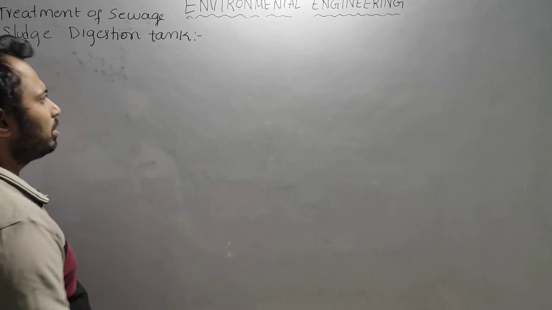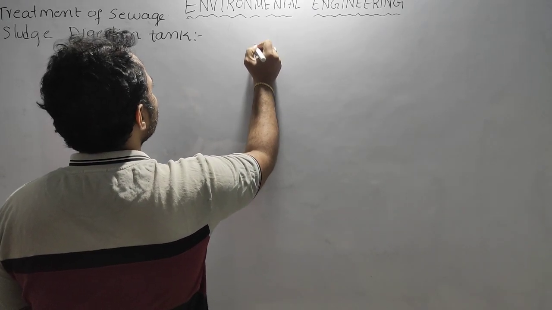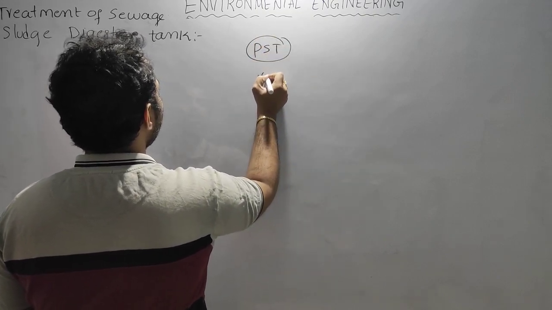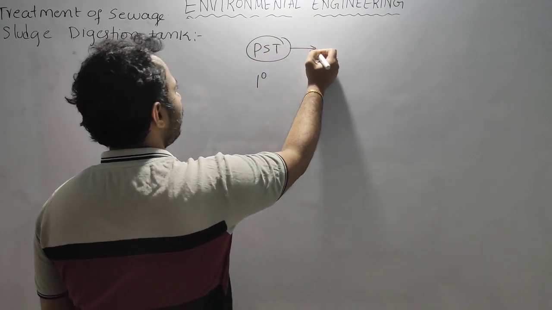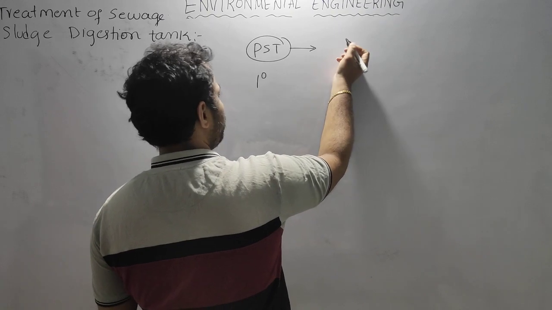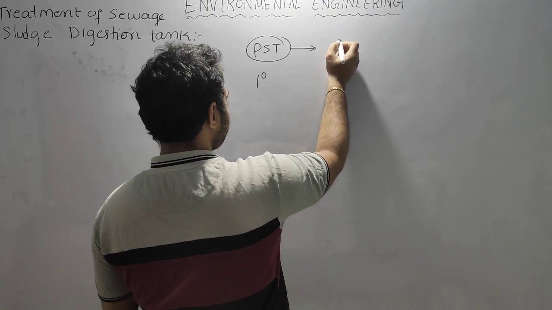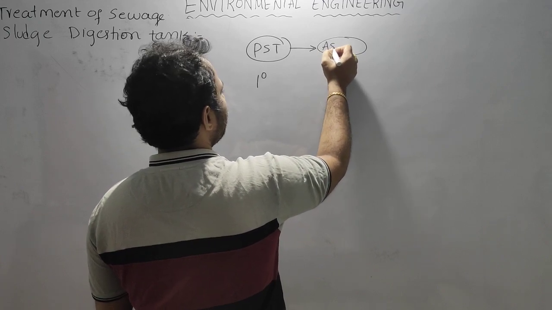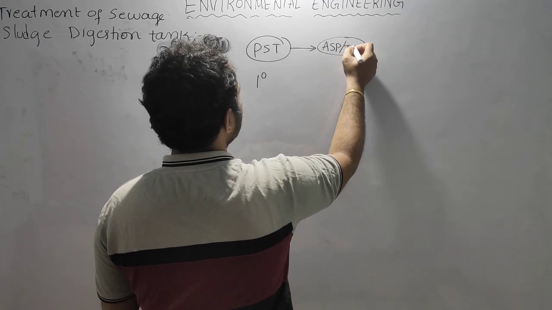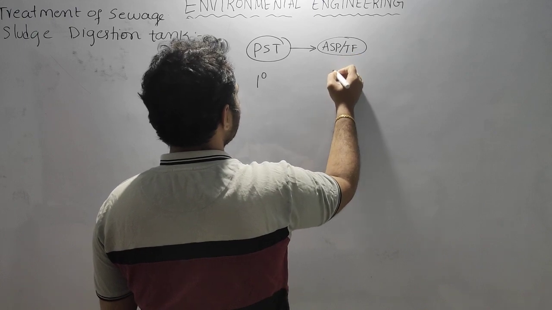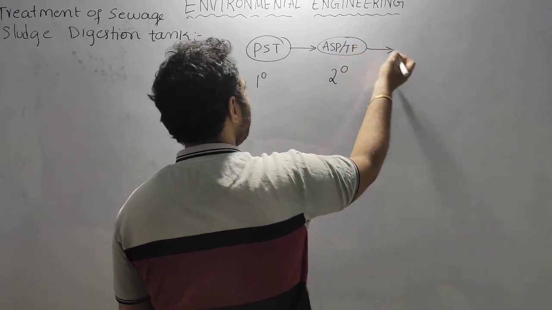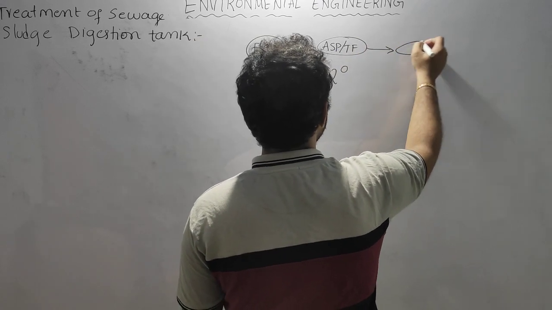So if you look at the primary sedimentation tank, so far whatever we have discussed is everywhere. This is a first degree treatment, and we are sending it into the second degree treatment. Okay, anything. So it may be ASP, it may be trickling filter, or it may be anything. So this is second degree treatment. Now we are sending again the effluent into the secondary sedimentation tank.